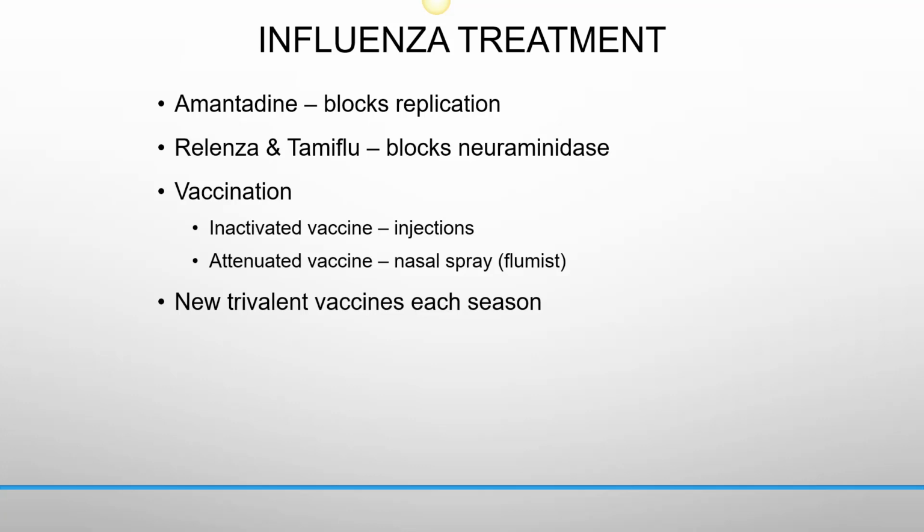Vaccination: there are different vaccines that exist. They had a FluMist, they took it off the market, they put it back on, so these vaccine preps are constantly changing. But there is a new trivalent vaccine each season, so they make an educated guess of what the most commonly circulating strain of the flu is going to be next year, and they'll develop a vaccine that targets those types of flu viruses. And that's what they'll vaccinate everyone with.